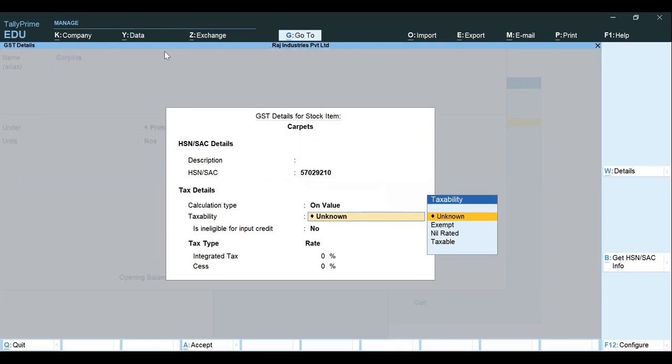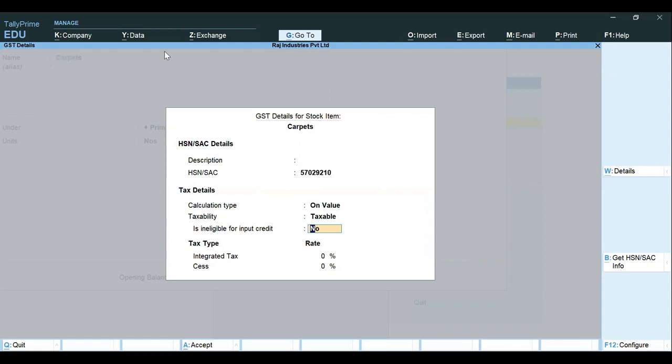Taxability. Now, you have to decide whether your stock is taxable, nil rated, exempt, or whether it is not under the roof of GST. If GST is not applicable, in that case, I'll say unknown. If my good or services are exempt under GST, I would say exempt. If they are nil rated under GST, choose nil rated. And here I'm going to choose taxable.